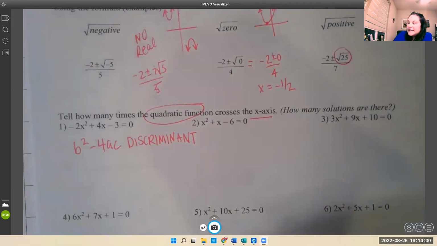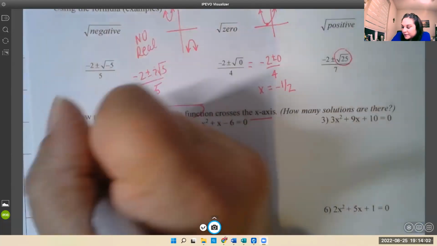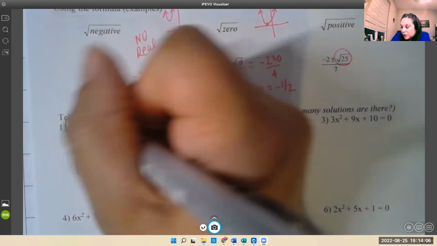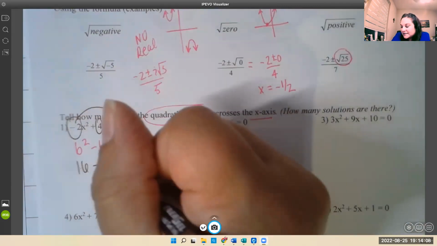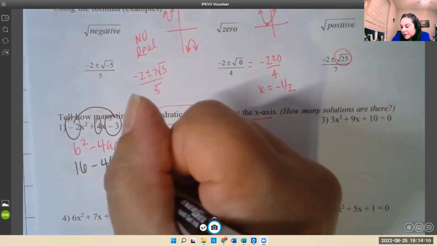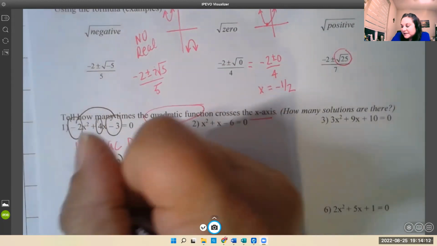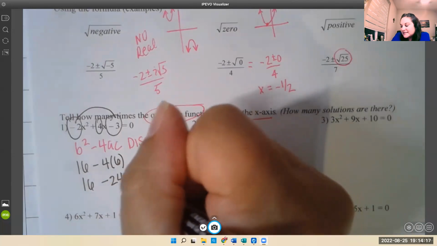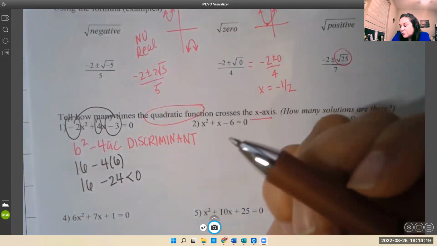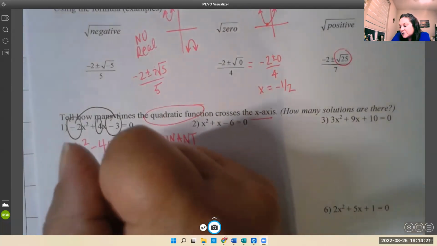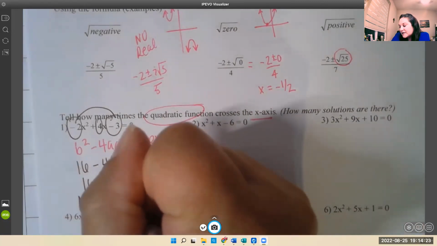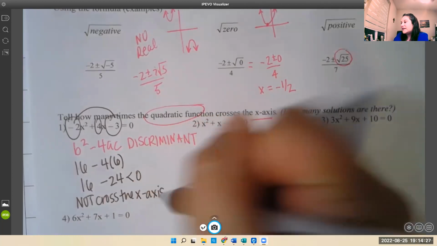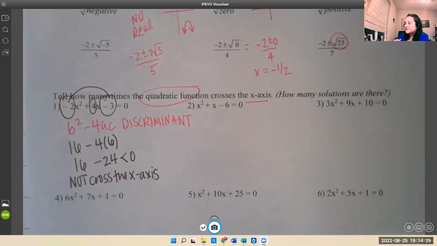So here we go. b is 4, b squared is 16, minus 4ac. Multiply these two together, and you get a positive 6. And so this is going to be 16, take away 24. That is going to be less than 0. So you will not cross the x-axis. You'll cross the x-axis 0 times.